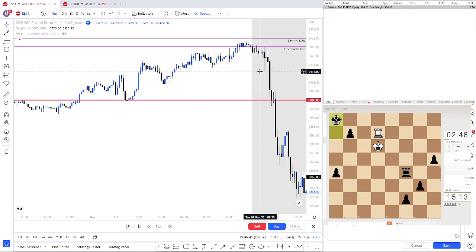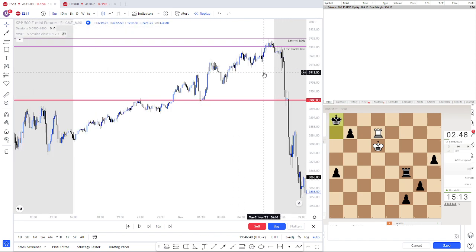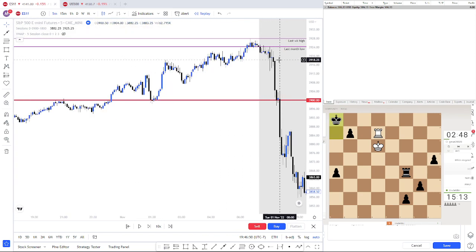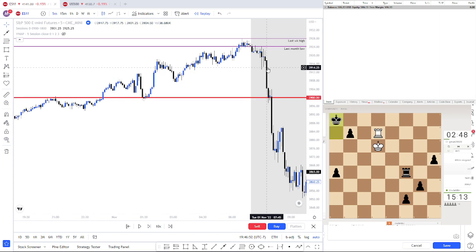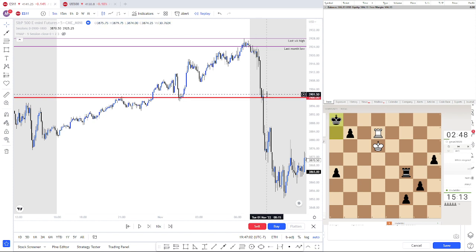Price did not really show that it wanted to go down. There was no real reason to go short. It just kind of happened. So on this day, there was no real entry. Just kind of happened. Like I said, just kind of happened.